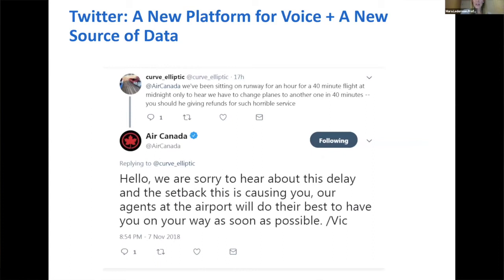And so what we realized is Twitter becomes a new platform for voice, and in turn, a new source of data on voice. And so here we have an example of a tweet to an airline. So let me preview, we do this in the context of tweets to airlines. There's a variety of reasons.